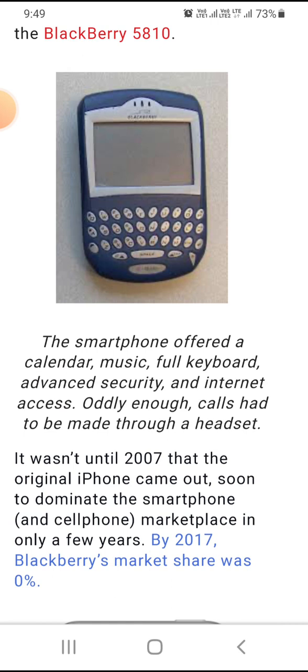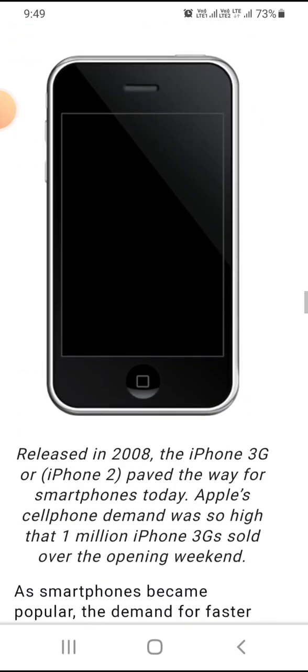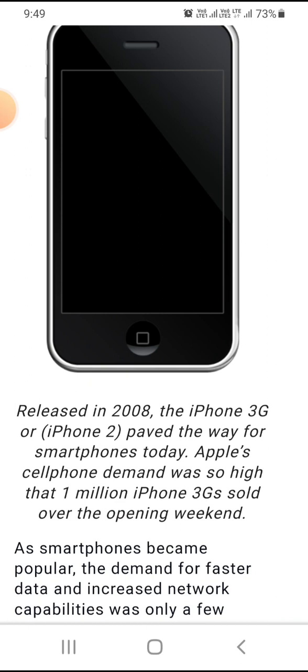By 2017, BlackBerry's market share was 0%. The iPhone 3G, or iPhone 2, was released in 2008 and paved the way for the smartphone today. Apple's cell phone demand was so high that 1 million iPhone 3Gs were sold over the opening weekend.